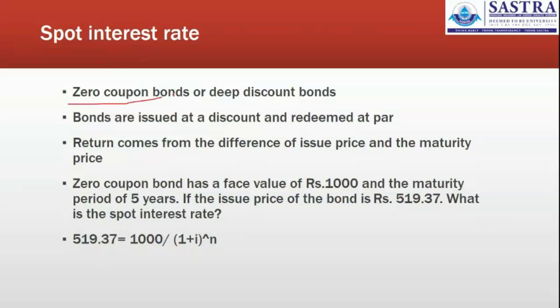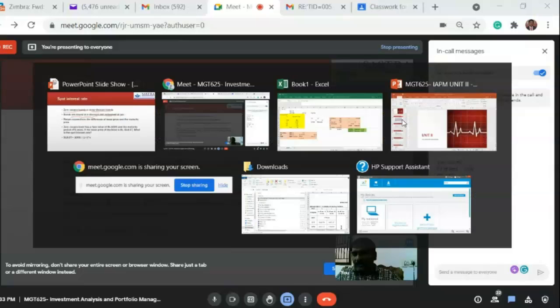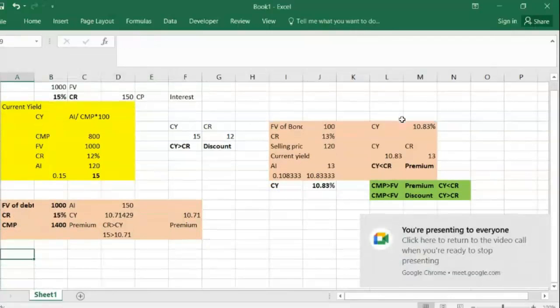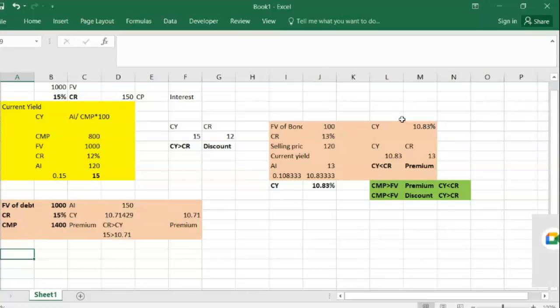Zero coupon bonds, or we call them deep discount bonds. The bonds are issued at the discount rate and redeemed at the par rate. Okay. So here with the same example you can take. Here the coupon rate is not given. You assume that the investor can make the investment into that instrument. The instrument is not bearing any explicit interest rate.